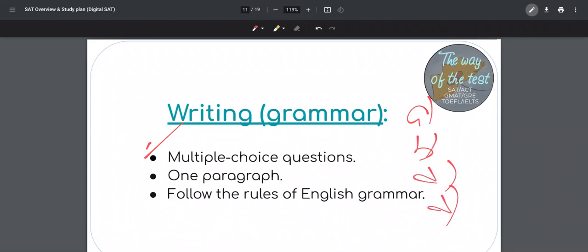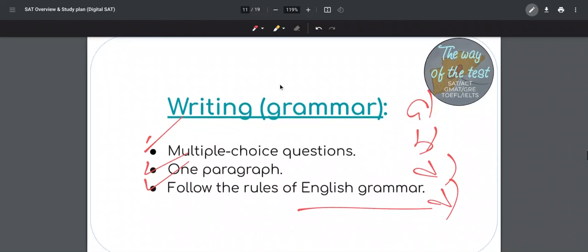Okay. And the texts are at most one paragraph long. They are really not long. And finally, all you have to focus on is just following the rules of standard English grammar, standard formal English grammar. And that is pretty much it.